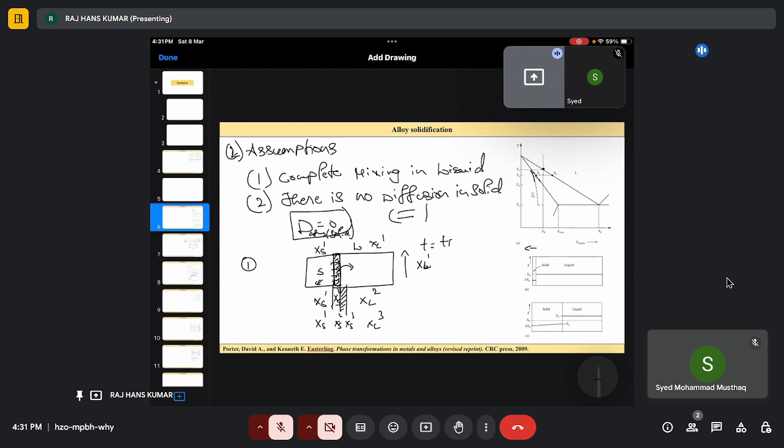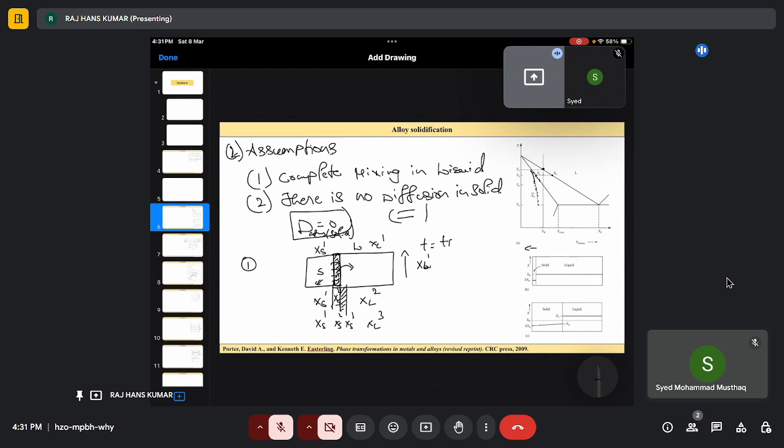Right? We are not giving enough time to totally diffuse the atoms in the solid. So that's why it will take a different path in this diagram depending upon cooling. Right, so that is what we see here.